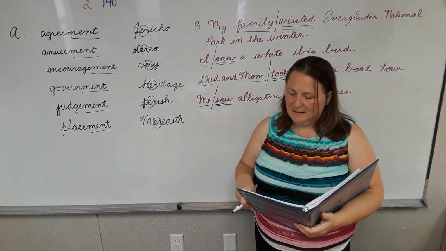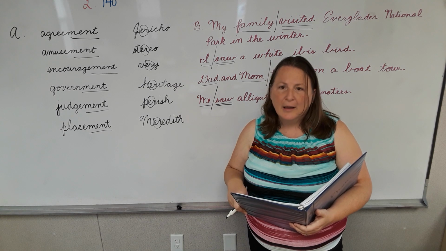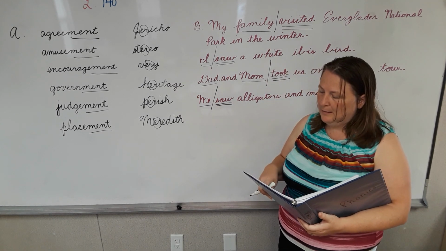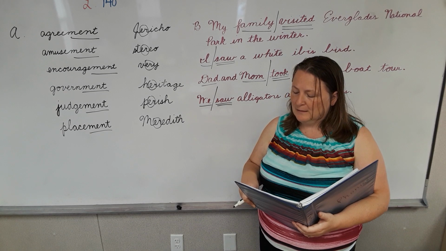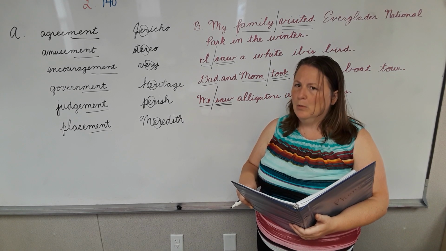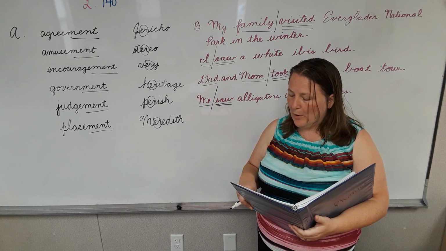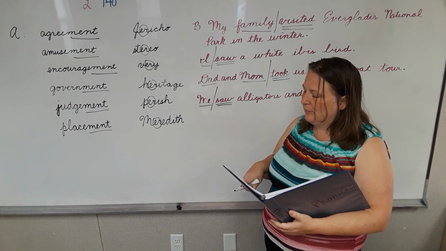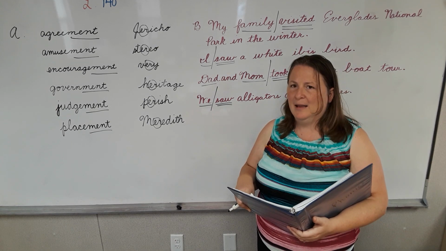Listen to this sentence. Daniel plays the piano, saxophone, guitar, and harmonica. What is the list? Tell me what things are on our list. Piano, saxophone, guitar, and harmonica. So we would need to write piano, comma, saxophone, comma, guitar, comma, and harmonica.